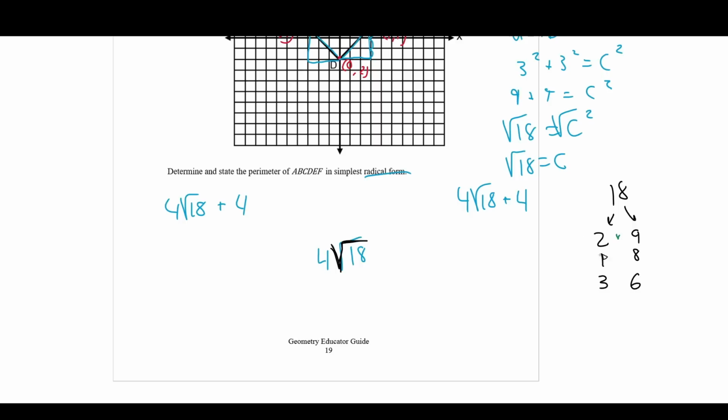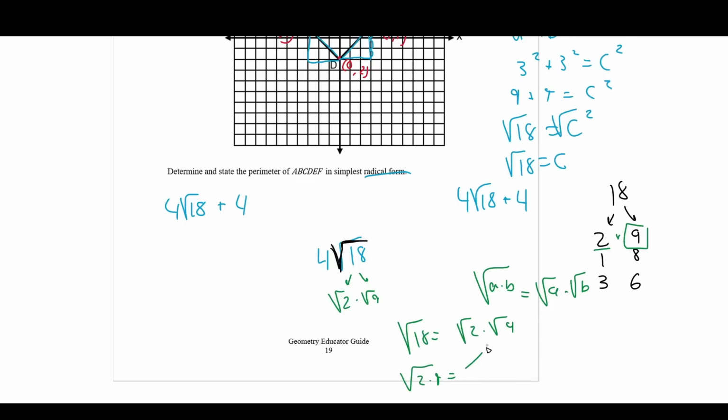2 isn't a perfect square, but radical 9 is a perfect square, right? So the radical 18 is actually equal to radical 2 times radical 9, okay? Remember that radical C is equal to radical A times radical B. Or if you have 2 square roots that you're multiplying, you can just combine them under the same square root symbol to multiply them, right? So you know that rad 18 is just equal to radical 2 times radical 9, because radical 2 times 9 is equal to this, okay?